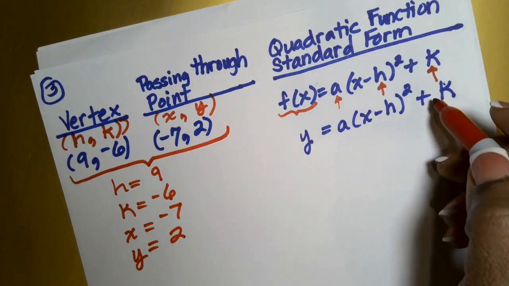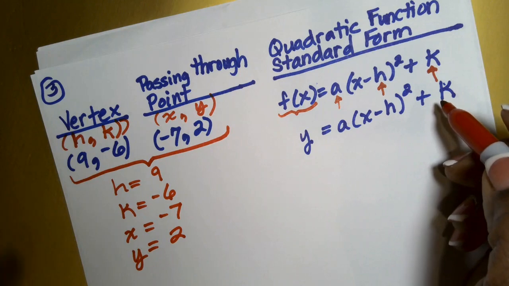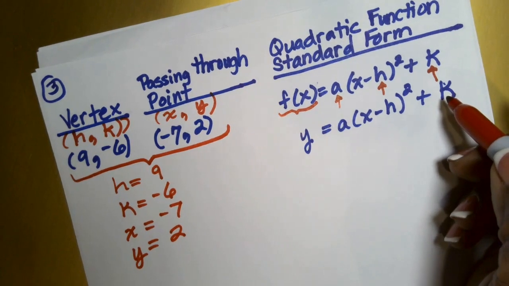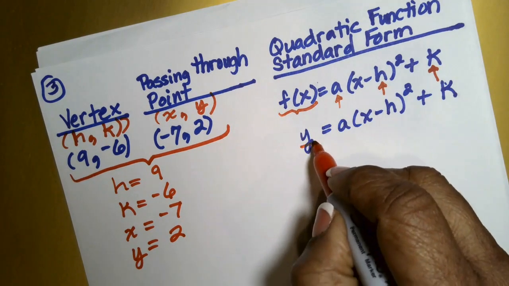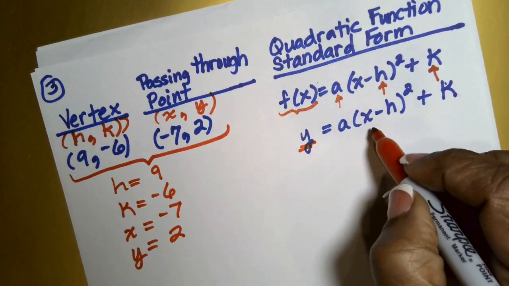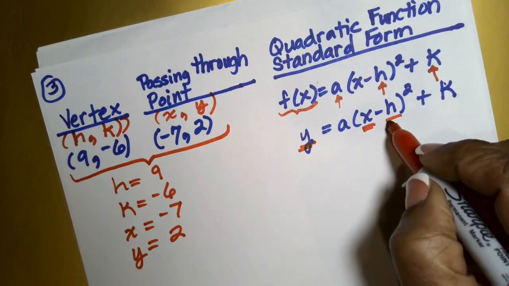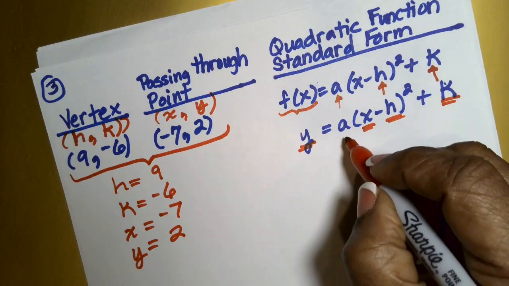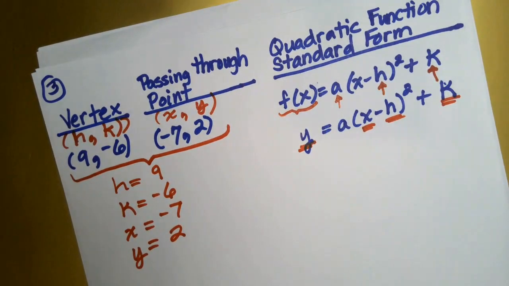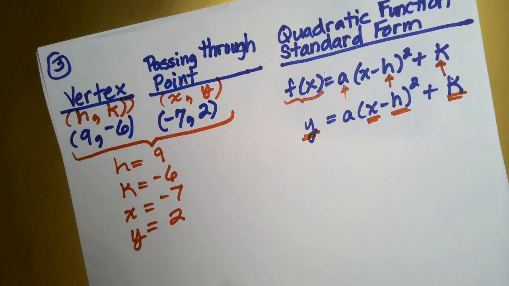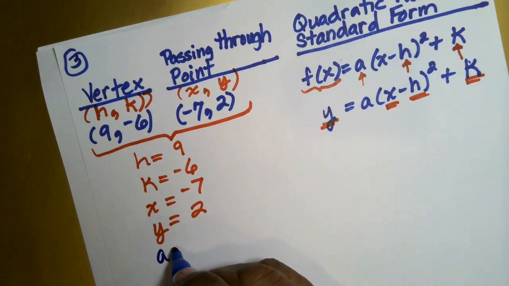So in this standard form of the quadratic function, there are 5 variables. We know 4 of the 5 variables: y, x, h, and k. A is unknown. So 5 variables, we know 4 out of 5. We're going to substitute those 4 values in, and that will allow us to solve for the 5th and unknown variable a. So we're still searching for a.